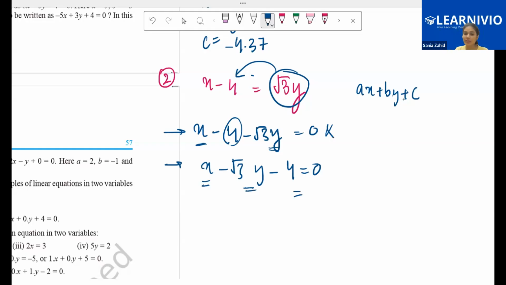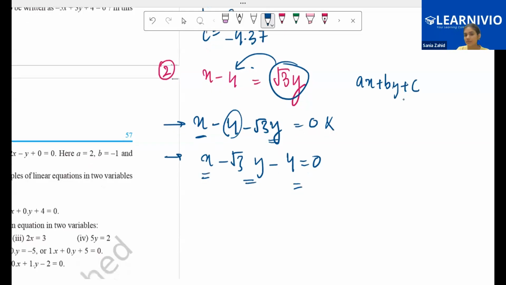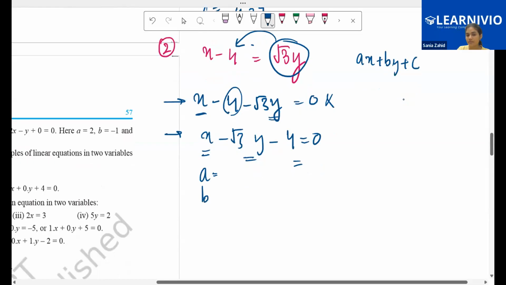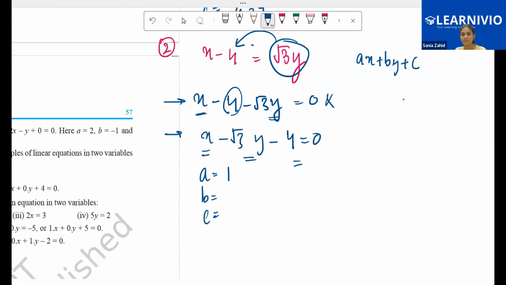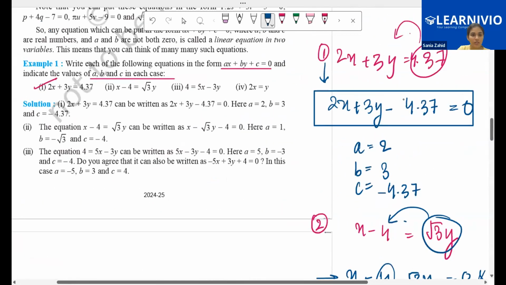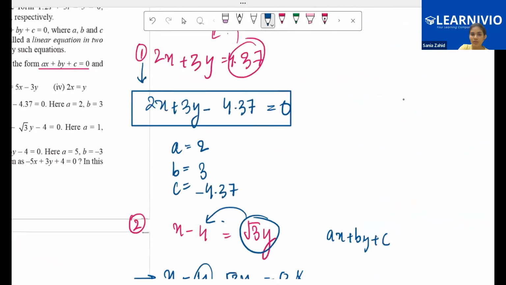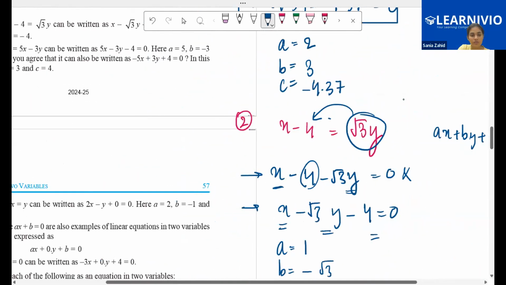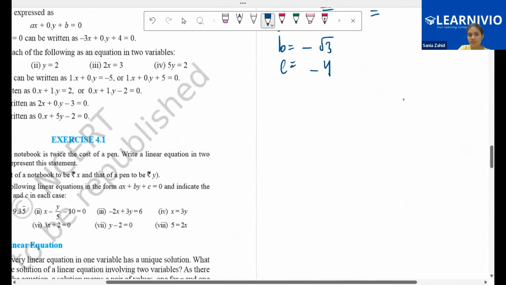Yes. Now, what are the values of a, b, and c? a will be 1, okay. b will become root 3. Just root 3 or minus root 3? Minus root 3, and c will become minus 4. Very good. Now we have the next question. 4 is equal to 5x minus 3y. So this one, Hafsa, you do.